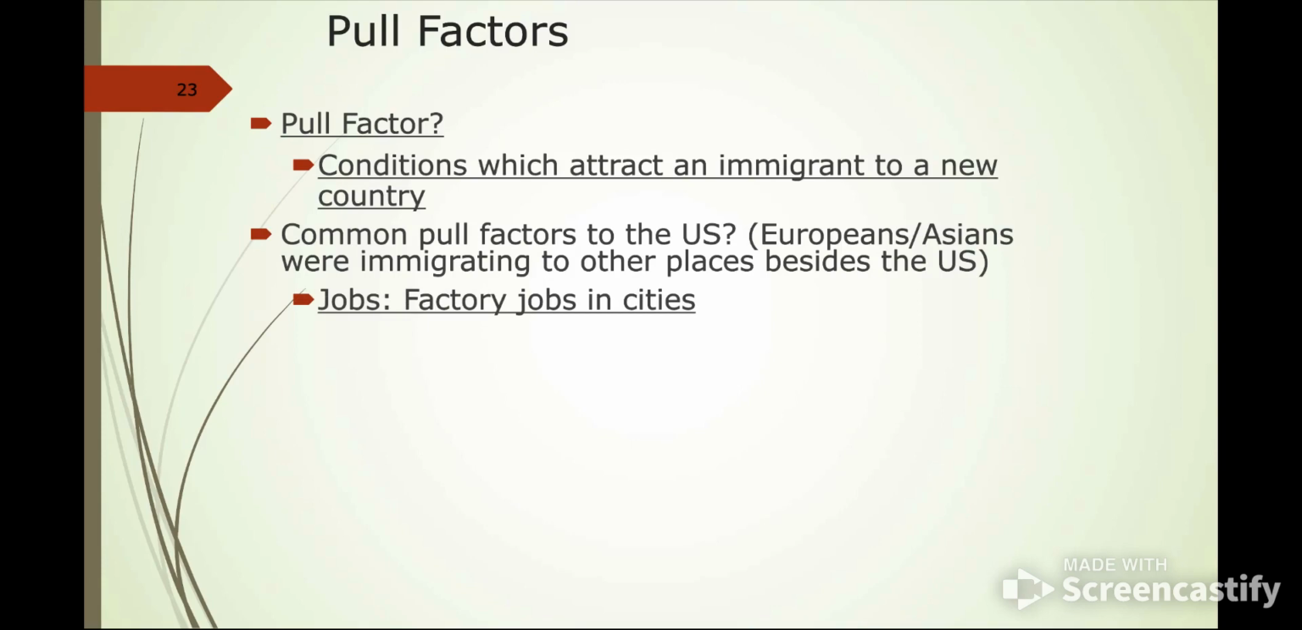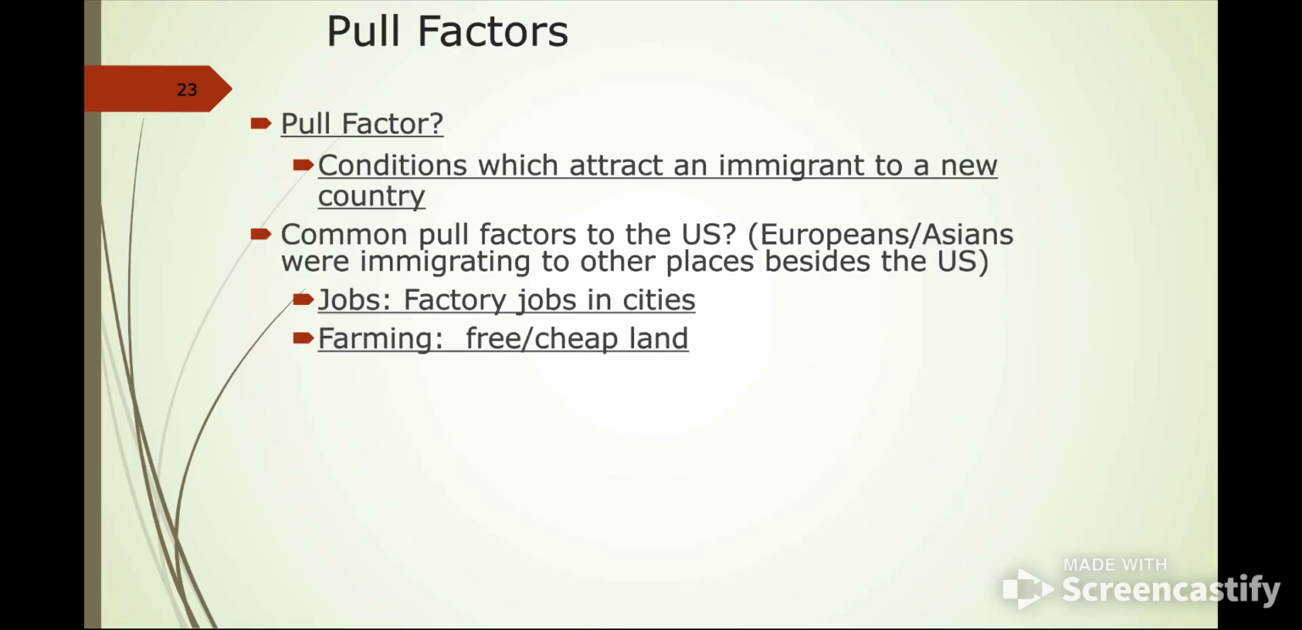Number 1, jobs. We learned that economics and poverty was probably the biggest push factor. If you're poor, don't have a job, don't have enough money, you're going to a place that offers jobs. So for a lot of immigrants during this time period, and we'll study this when we look at urbanization and the growth of the city, they're being drawn into big cities for factory jobs.